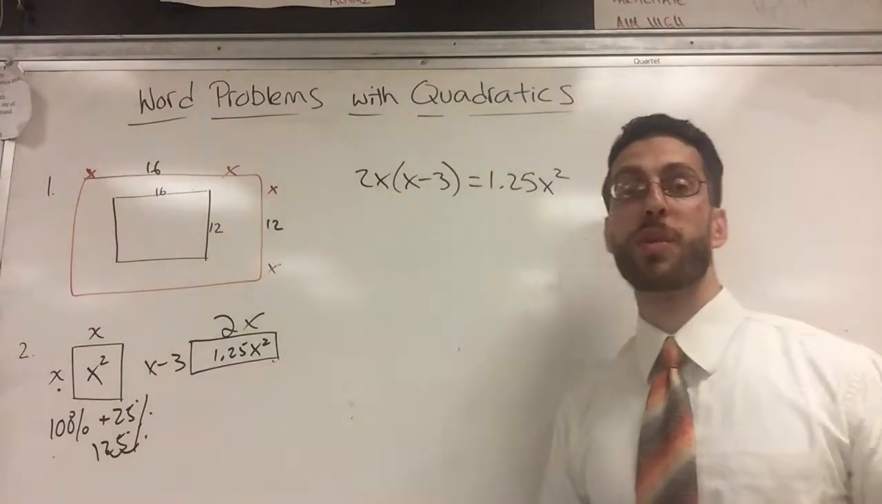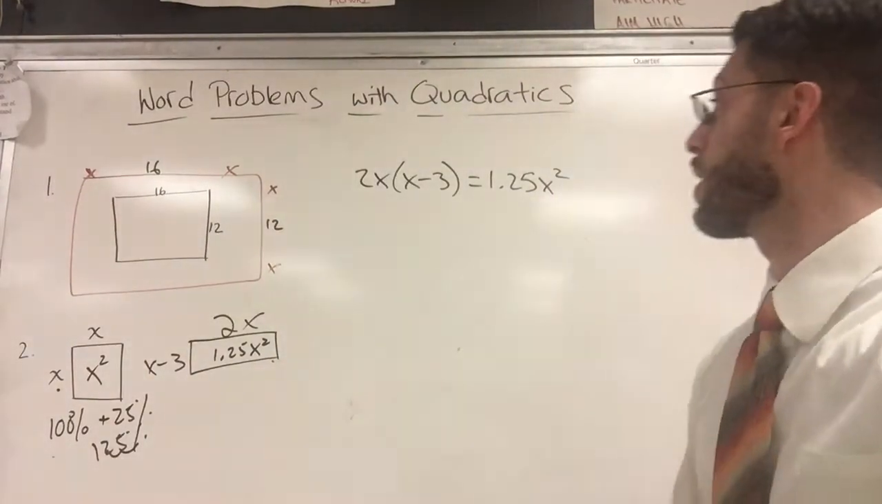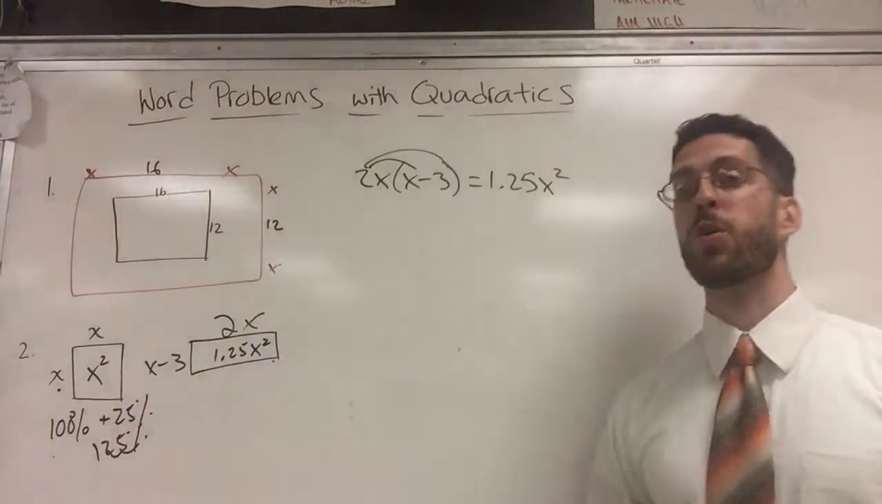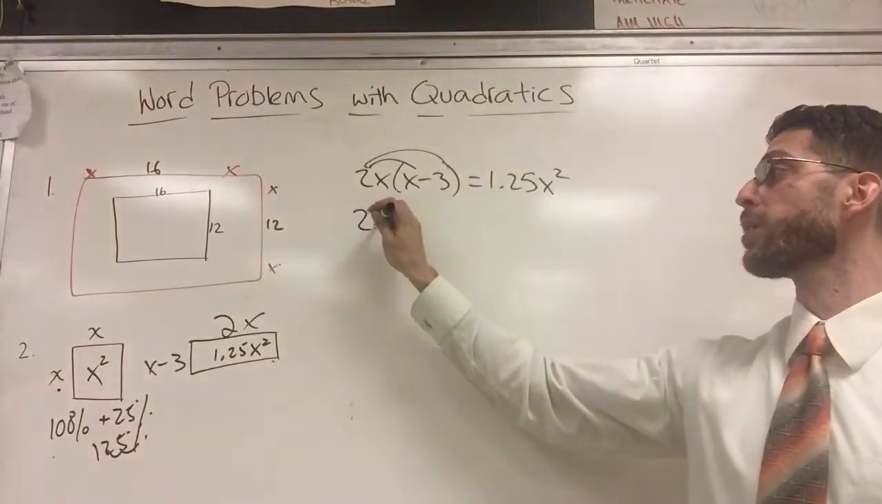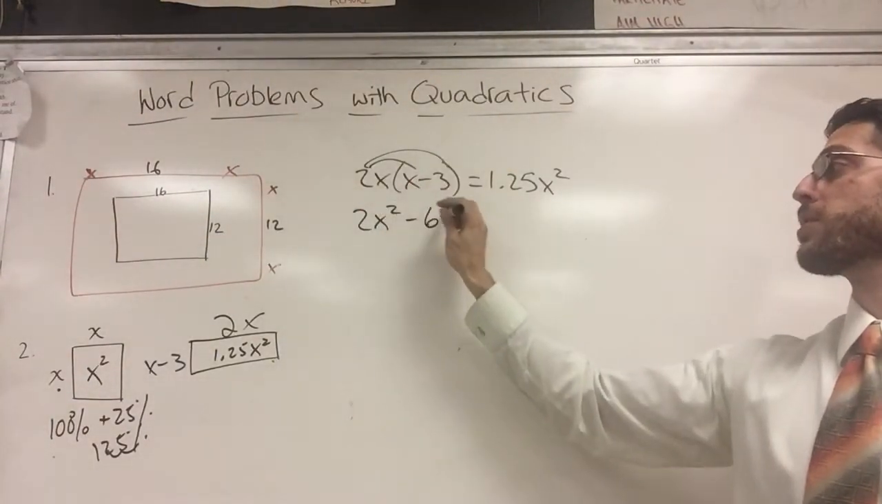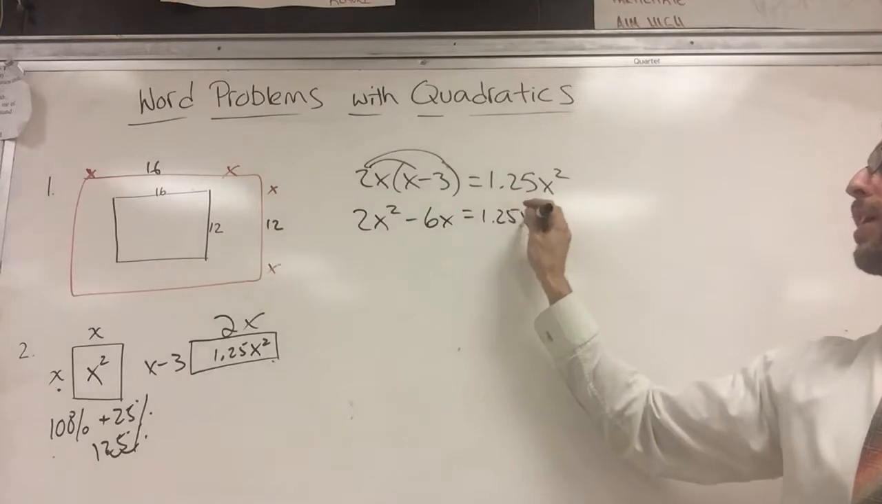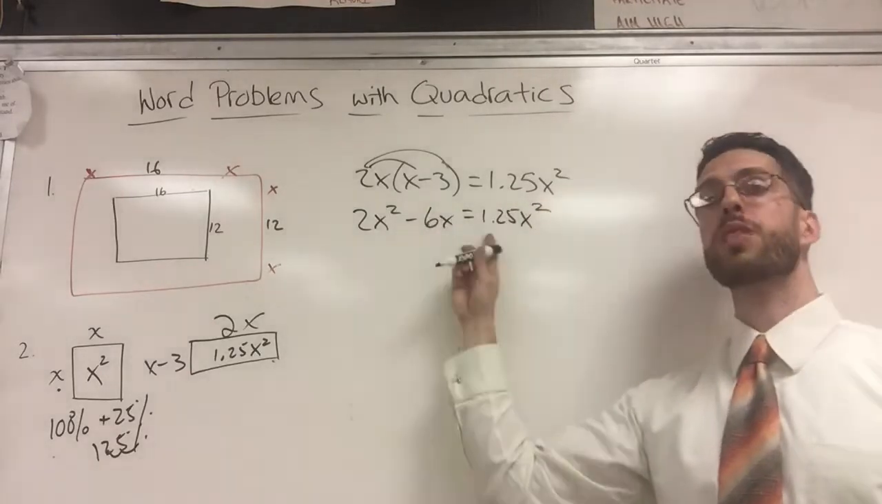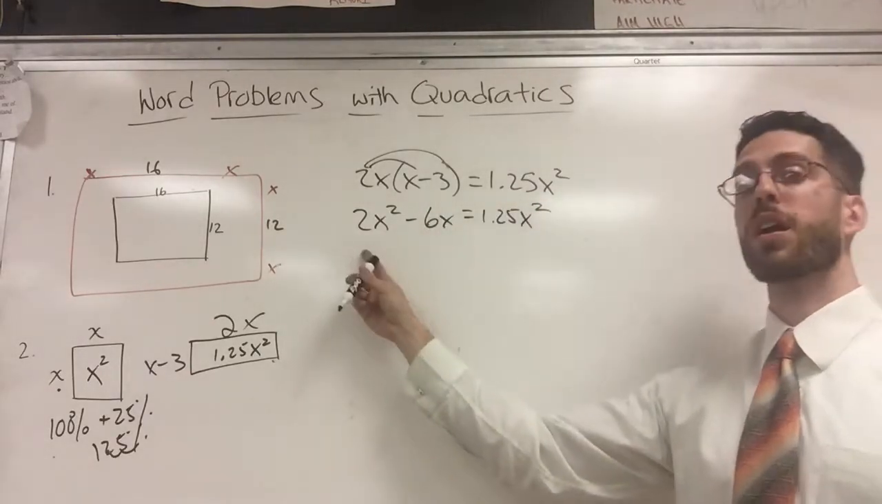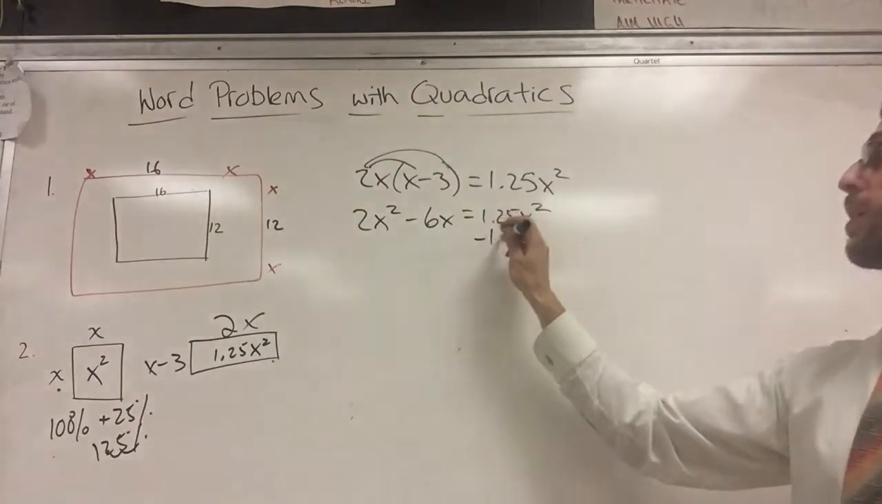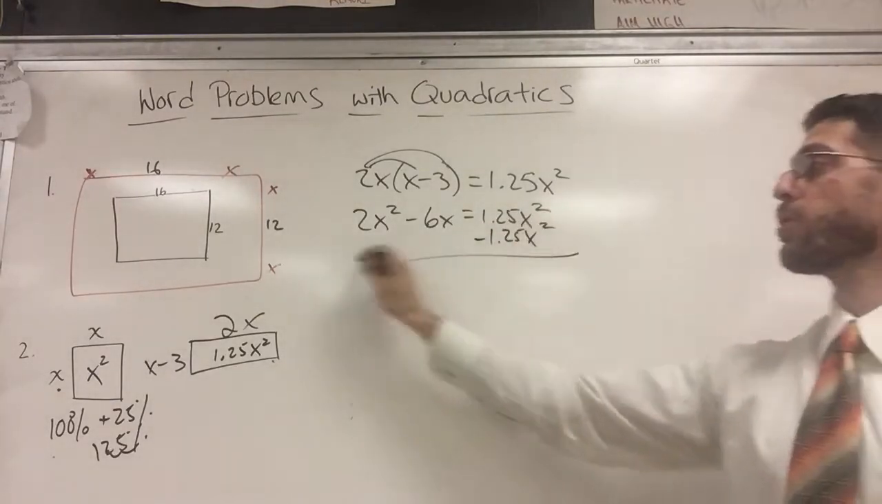You want me to determine the new area? I'm going to solve for x. So again, use what you know. Distributive property, 2x squared minus 6x equals 1.25 x squared. I got x squareds on both sides of the equal sign. Let me bring everything to one side so that the right side is equal to 0.